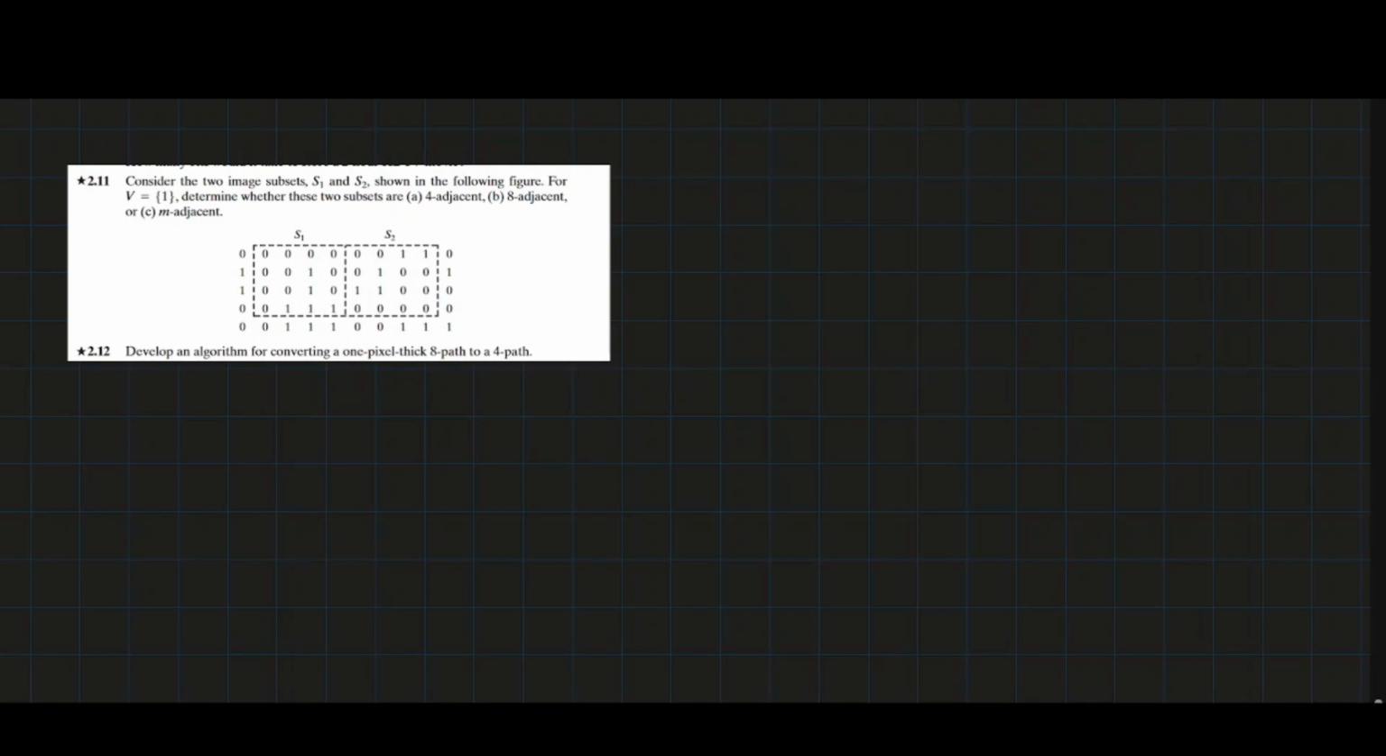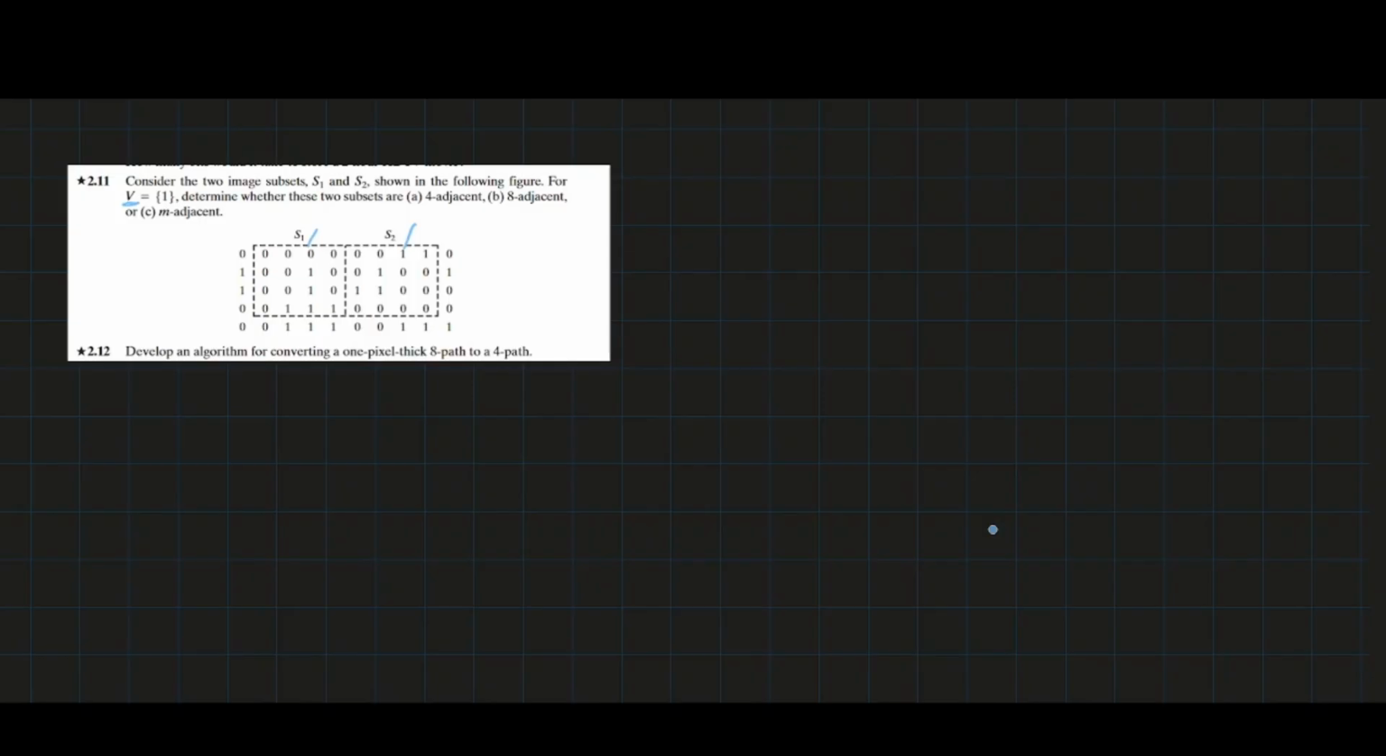So hi guys, we're going to be taking this question from the Gonzalez and Woods textbook. It says, consider the two image subsets S1 and S2 shown in the figure for the set V equals {1}. Determine whether these two subsets are 4-adjacent, 8-adjacent, or M-adjacent. First we're going to start with 4-adjacent.